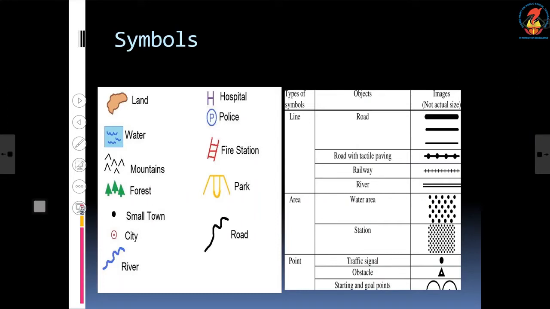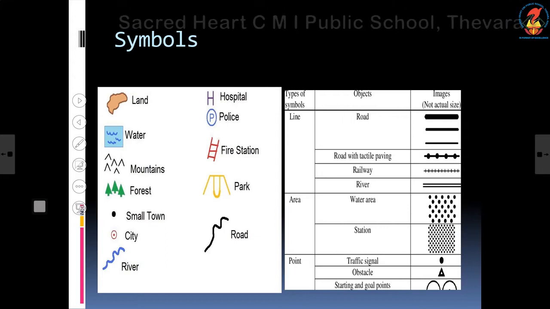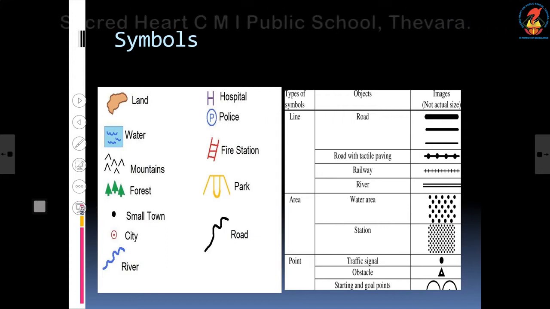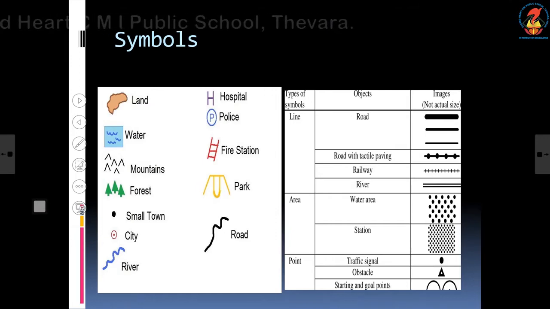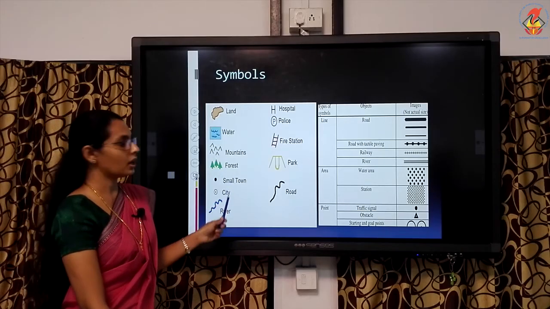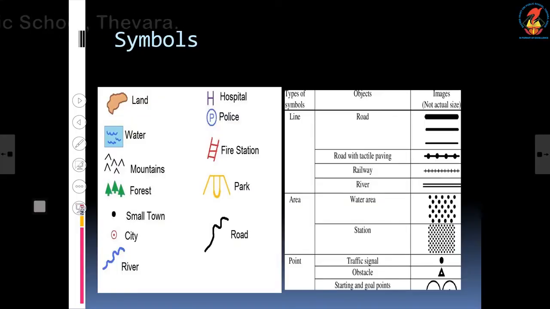Land, for identifying the land area, we use this. Water area, mountains, forest. Look here: small town, dark color dot; city; then river, road, park, fire station, police station, hospitals. All these kinds of symbols we are using. You have to study only this city and small town, and which type of symbol we are using for identifying a city.